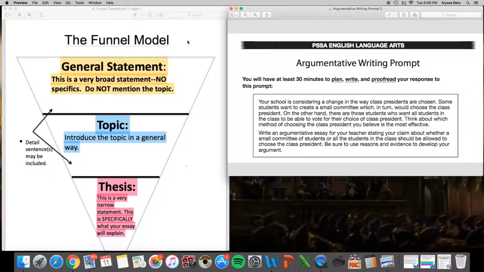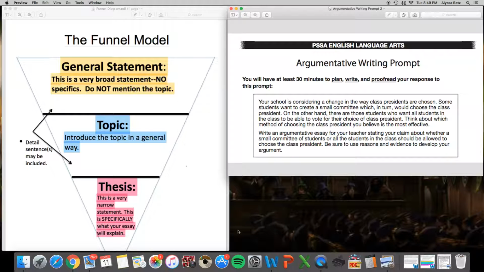So what I want you to do is create your introductory paragraph that has these three pieces to it, and I want you to highlight your general statement yellow, your topic pieces blue, and your thesis statement pink, so that I can see that you are following this funnel model. Once you have your introductory paragraph saved and you have your three pieces highlighted, then you are done for today.